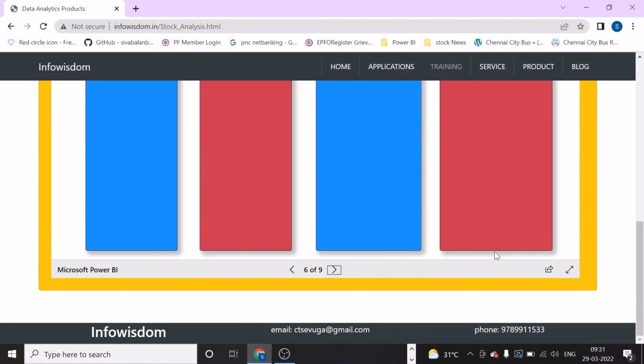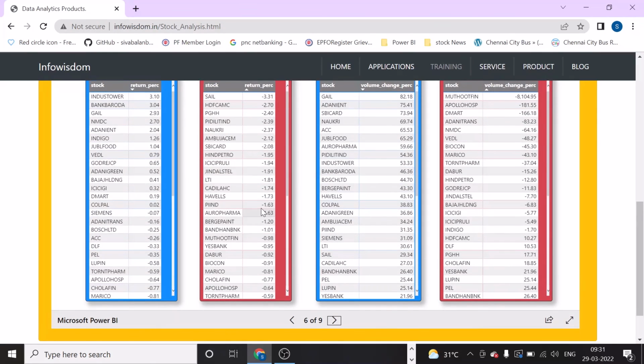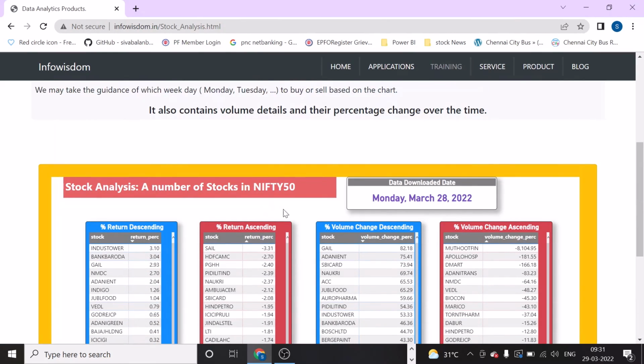And the next page shows the ascending order and descending order. You don't have to select anything. Here also you can see SILE is the highest loser yesterday, and HDFC AMC the second one. Likewise, the gainer is Industrial Tower first, and the second one is Bank of Baroda. That kind of information you can get from this page.